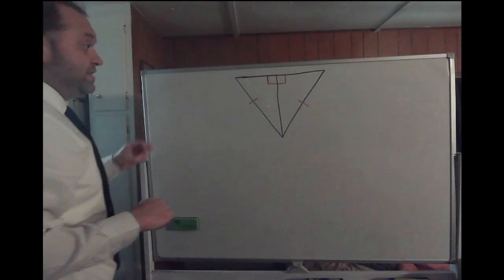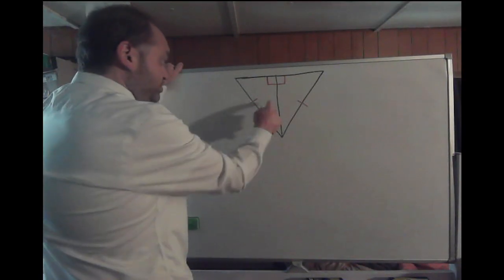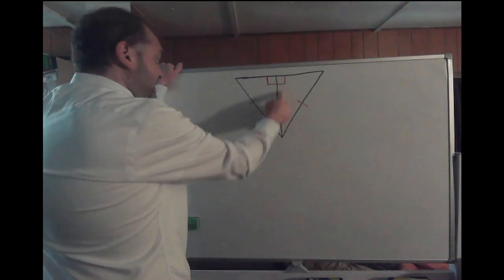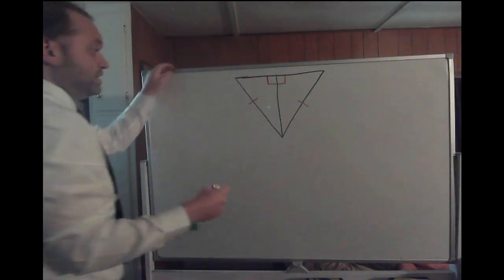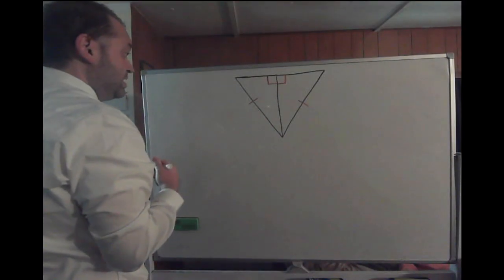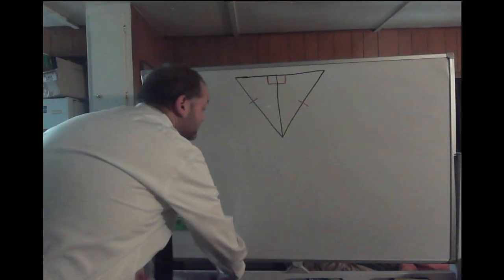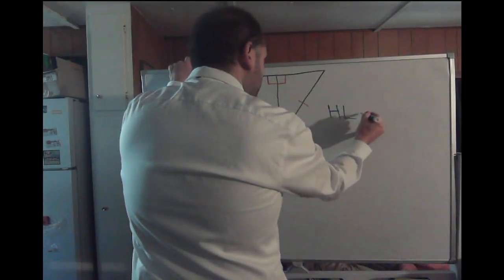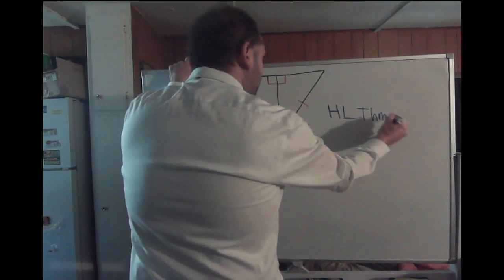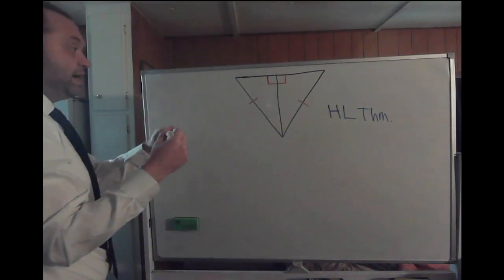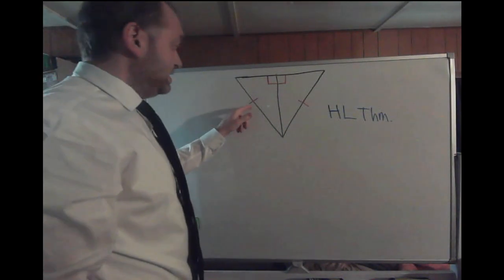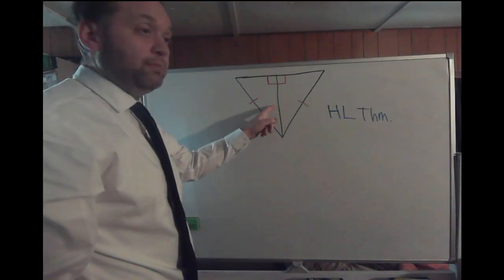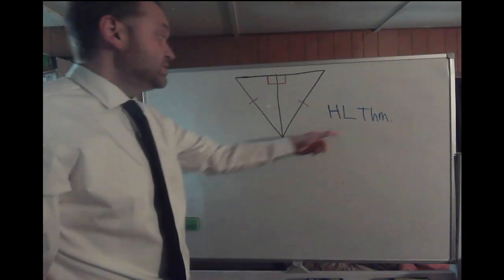Now, I think it's plain to see that both triangles share this angle, they share this side here, they share this leg. So we can actually prove these two triangles congruent by the hypotenuse leg theorem. These two triangles are congruent by hypotenuse leg because the hypotenuses are congruent, and both triangles share the same leg. So the hypotenuse leg theorem works.